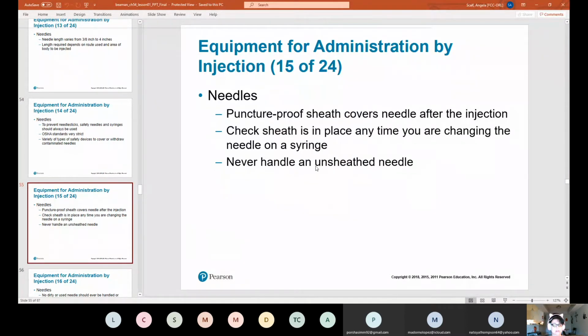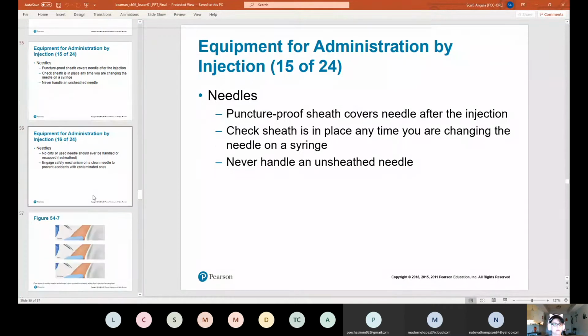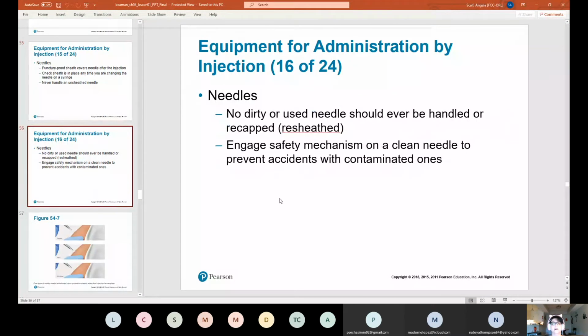I talked about the different types of needles and how they have different needle guards. This will also be in the video. And then we talked about the recapping. All right.